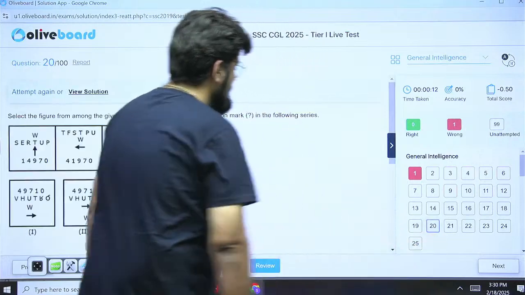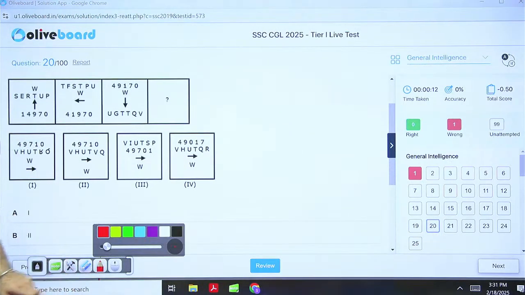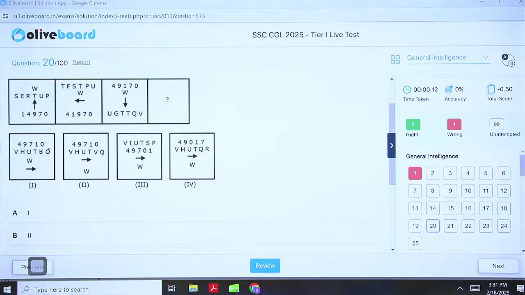Next, question number 20. Oh, interesting question. Very interesting question. Students get confused in these questions. Simply observe the pattern, guys. Simply observe the pattern. Okay. Now, what exactly is happening here? If you look at the pattern one by one, let's observe.